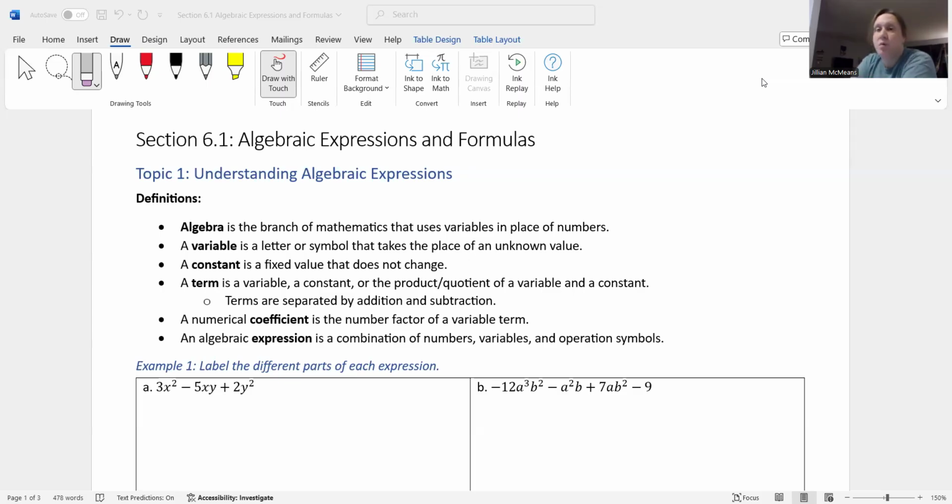For section 6.1, we're going to talk about algebraic expressions and formulas. This is going to be kind of our introduction to the two chapters we cover that cover algebra, okay? So chapter 6, chapter 7, those are our algebra chapters.